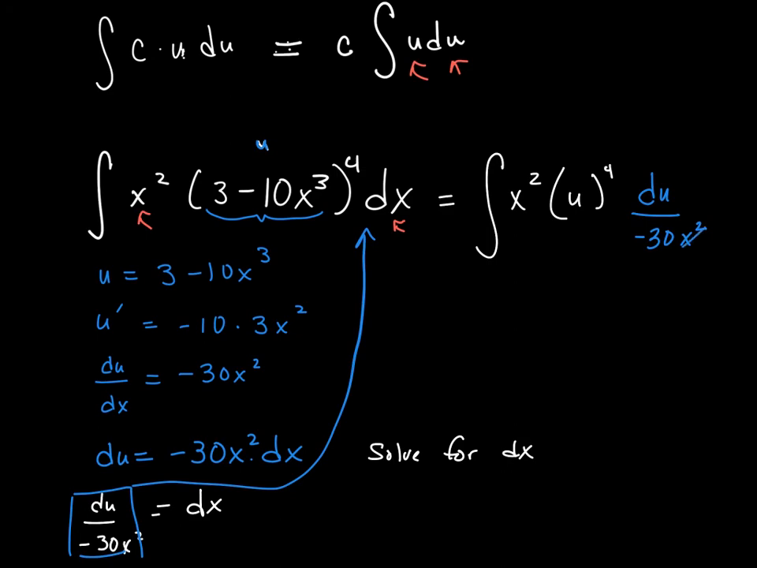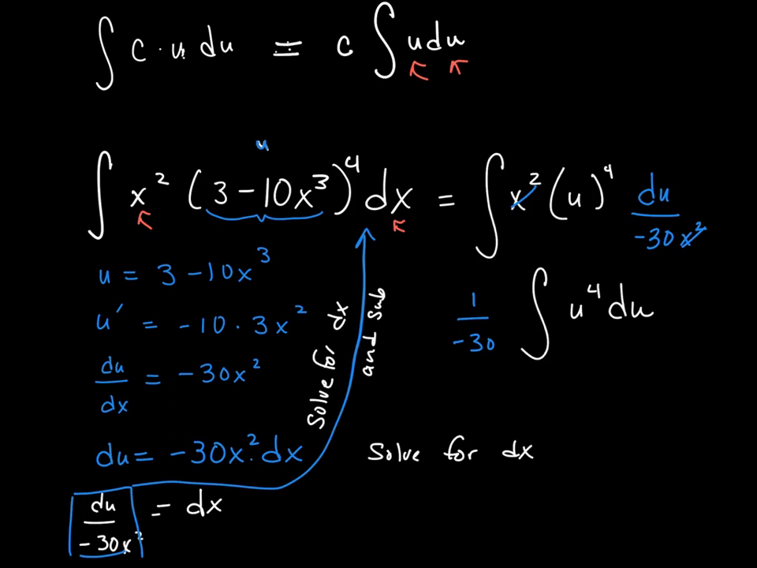Now these x squareds cancel out. I can bring that 1 over negative 30 out front. And then I just have the integral of u to the fourth du. So all we did here is solve for dx and substitute it in. Now I'm going to find the integral of this.